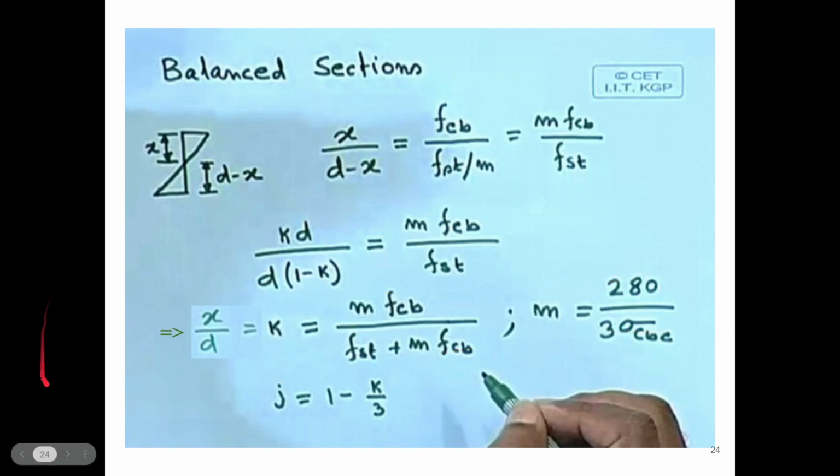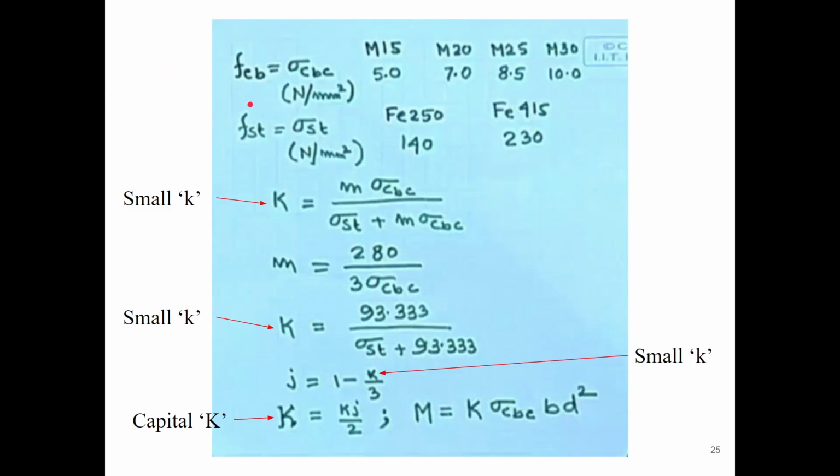Using this only we find the critical neutral axis. Because it is a balanced section, we get the critical neutral axis, and here j is equal to 1 minus k by 3, as we discussed. If you go to the tables, you will see that fcb is nothing but sigma cbc, and fst is equal to sigma st, and for them various values are there.